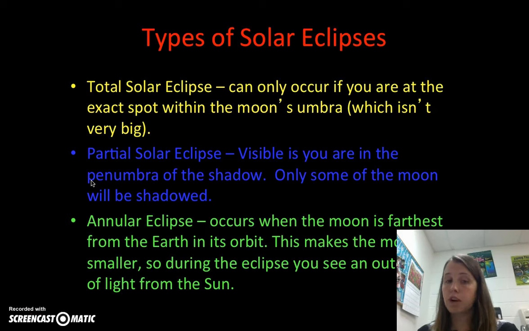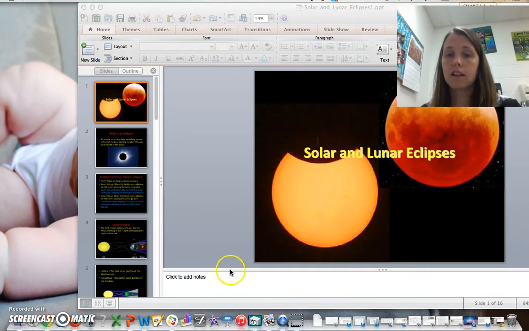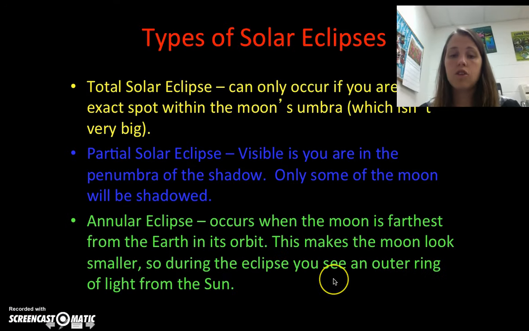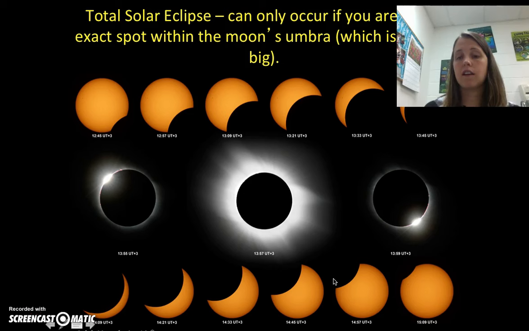There are partial solar eclipses, which are visible if you are both in the umbra and the penumbra of the shadow, and this only exists when some of the moon will be shadowed. And then you have your annular eclipse, and it occurs when the moon is furthest from the Earth in its orbit, and it makes the moon look smaller. So during that eclipse, you can see the outer ring of the sun from it.